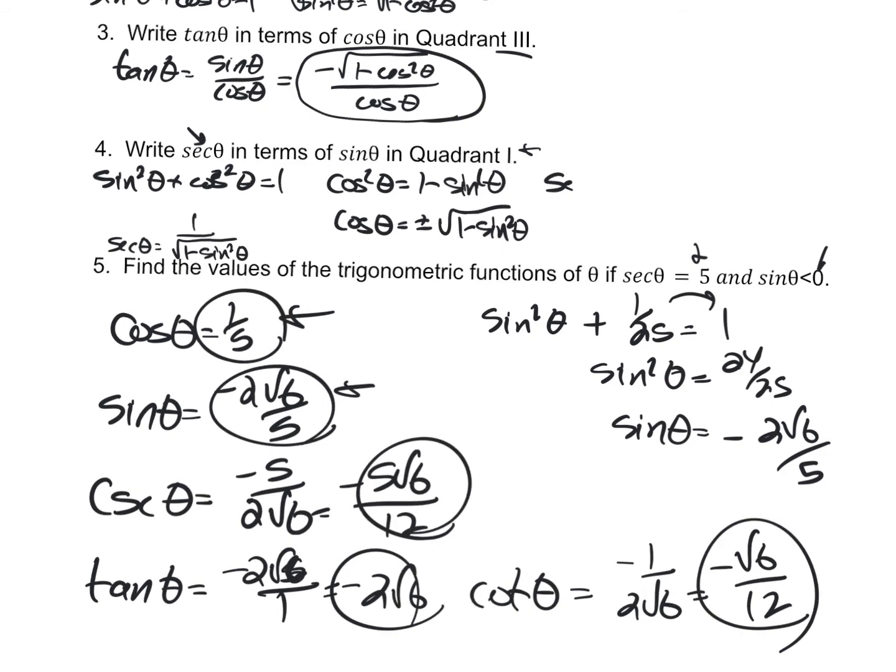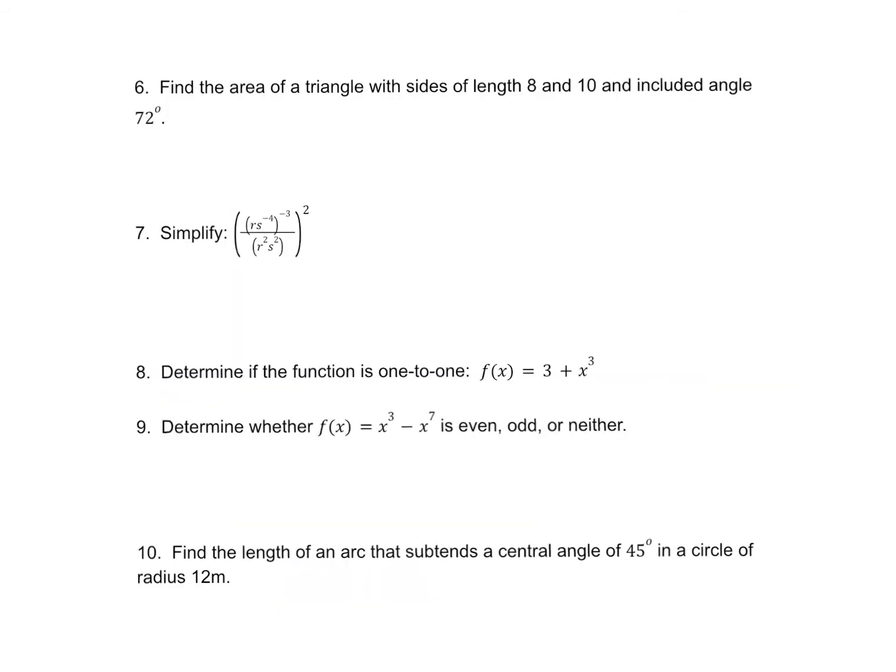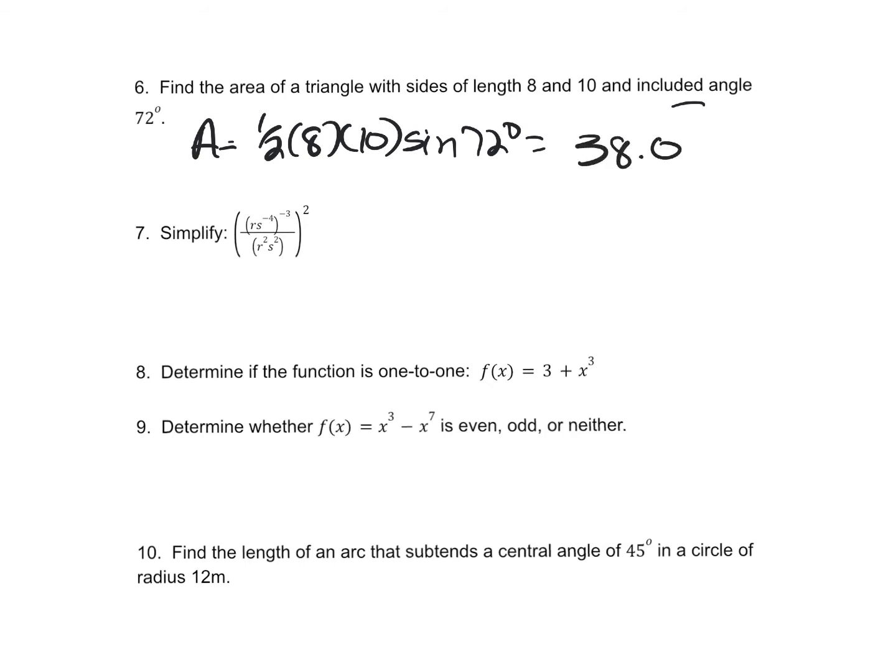It's a good question. Number 6, find the area of the triangle with sides 8 and 10, included angle 72. We got a little formula for that one. And remember, the angle must be included to do this. We're going to say 1/2 times the 2 sides times sine of the angle. And you can punch that straight into your calculator. Okay, I just punched it in. I got like 38.04 for my area of the triangle.